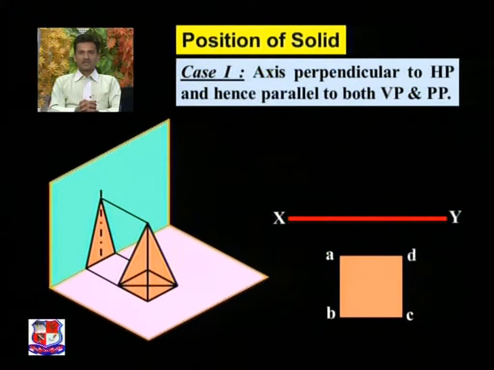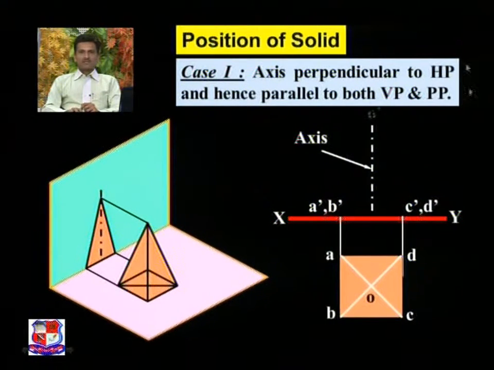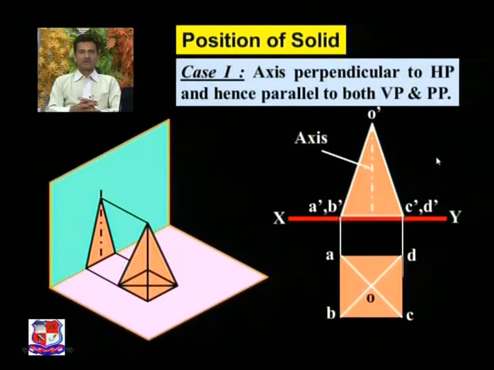So for that, draw the XY line, and below the XY line draw a square ABCD, join the endpoints AC and BD that represent the edges, and by taking projections from A, B, C and D to the XY line, we can find out the positions of points A dash, B dash, C dash and D dash, and draw the axis from apex point O, mark apex point O dash at a distance equal to the height of this solid, and join them and complete this triangle, and that is the front view.